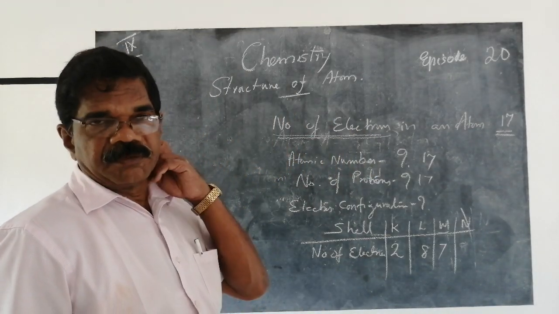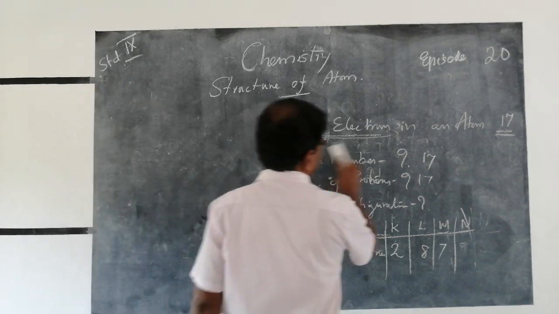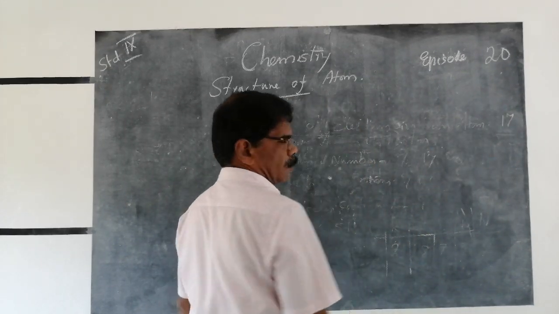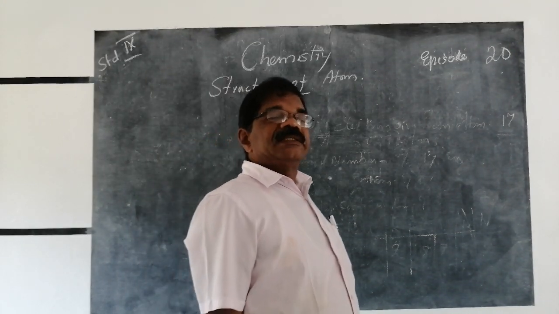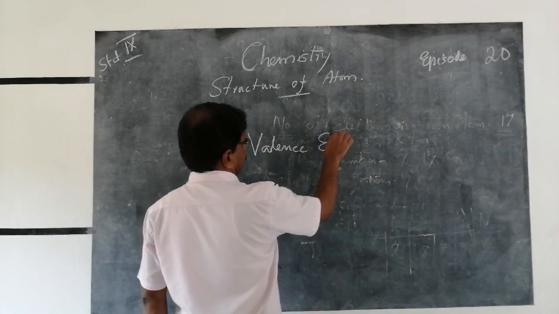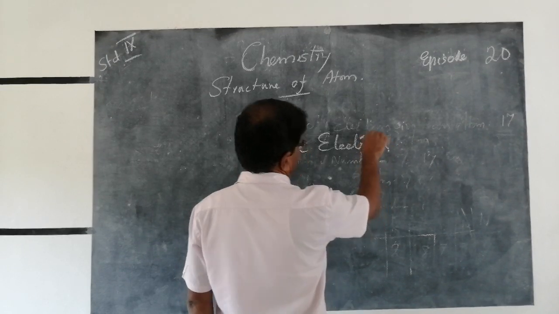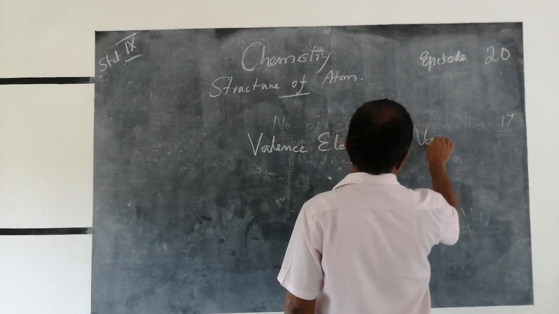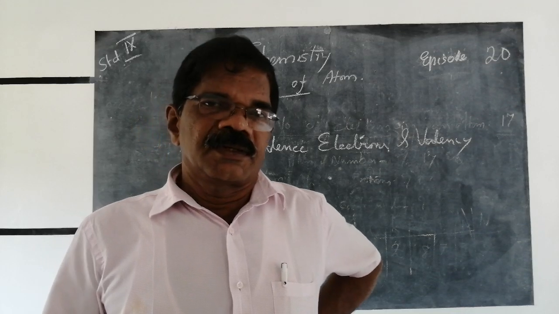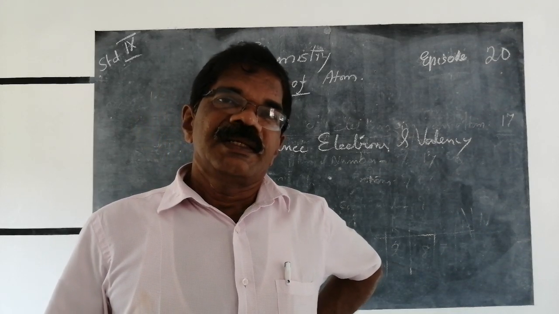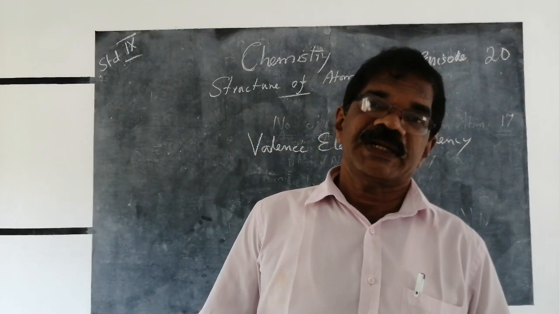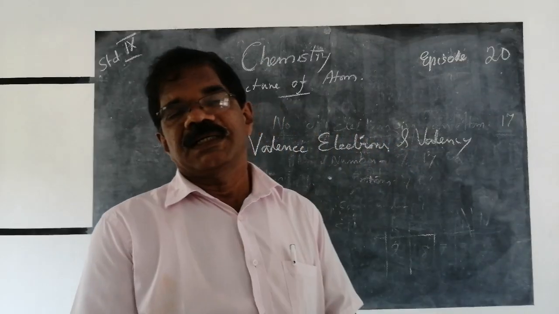Then we have to learn two more things: valency and valence electrons. What are valence electrons? The electrons in the outermost shell are known as valence electrons.